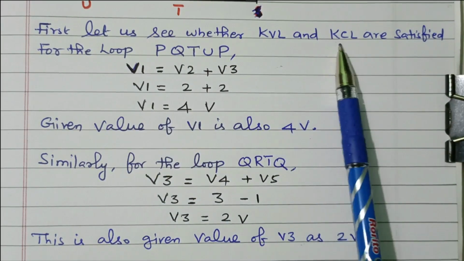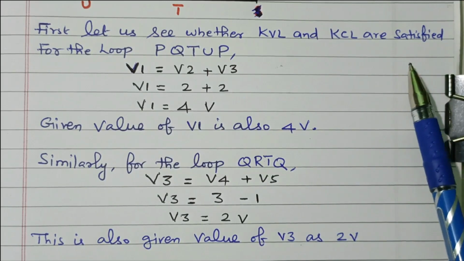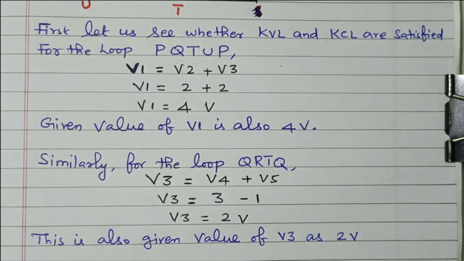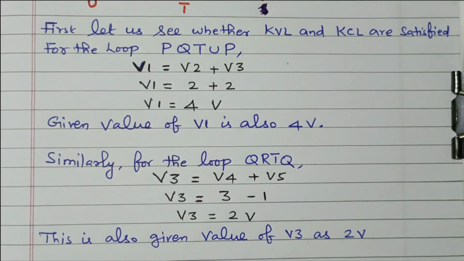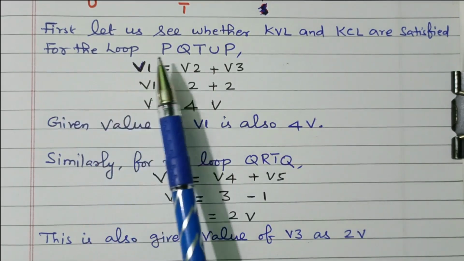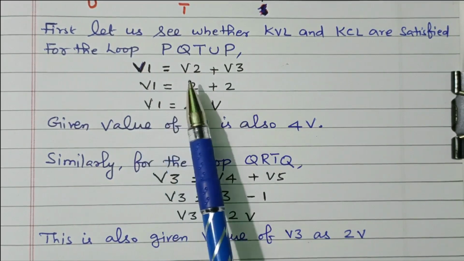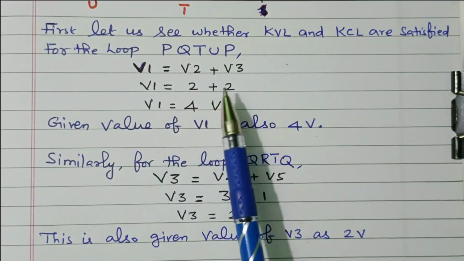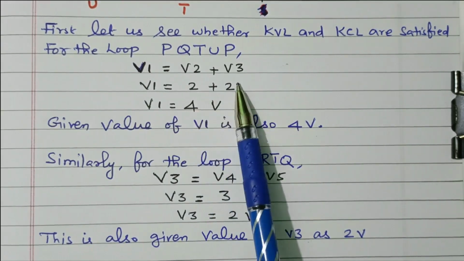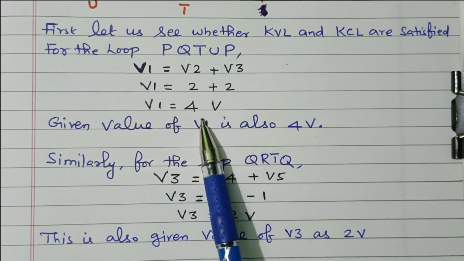First let us see whether KVL and KCL are satisfied. Tellegen's theorem says the sum of instantaneous power is 0, so it should satisfy Kirchhoff's voltage law and current law. First we will see Kirchhoff's voltage law. First for the loop PQTUP, we already discussed V1 equals V2 plus V3. V2 is given as 2 volts, V3 also 2 volts. So 2 plus 2 is 4 volts. V1 equals 4 volts.